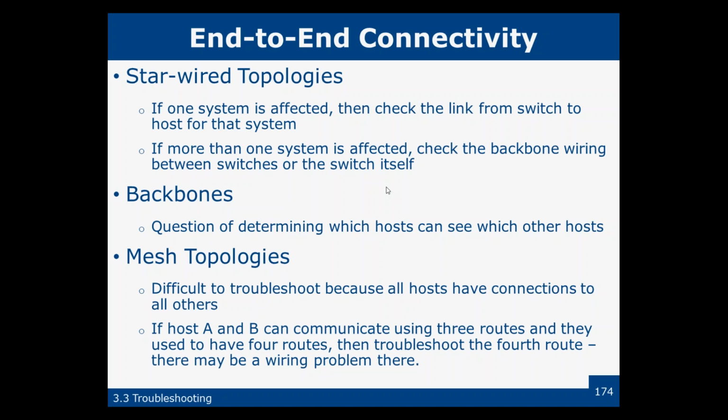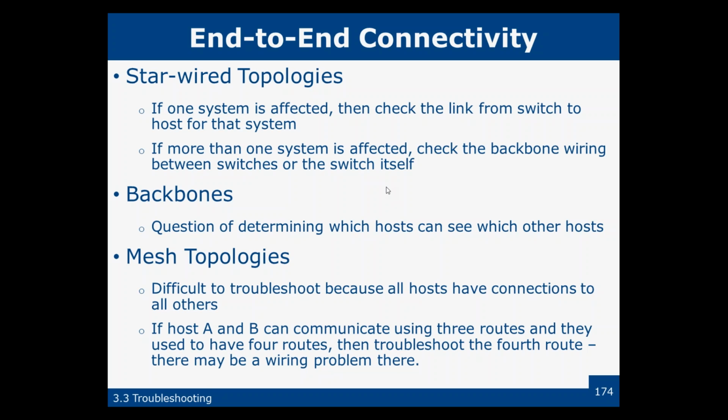If more than one system is affected, check the backbone wiring between switches or the switch itself. I would start with the switch itself and work our way up. If it's a single system, it's probably going to be on that machine, or it could be on that particular port. One of the port issues could be that the port is on the wrong VLAN. We talked about VLANs and switches. So when you start doing this, there are a number of things to check, and with the VLANs, did something change?